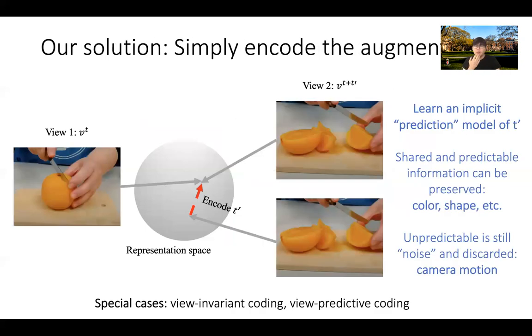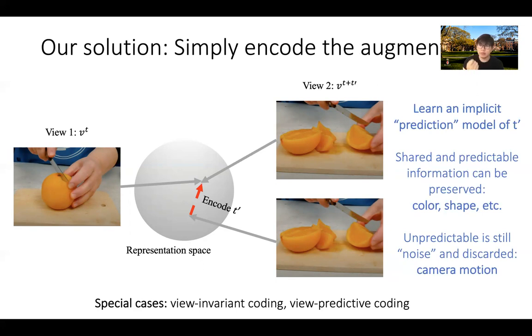So our solution is actually quite simple. We want our representation to be aware of the data augmentations. So we simply encode those data augmentations and provide them as input to the projection head of the contrastive learning framework. And our hope is that for those transformations that are useful and predictable, our training objective encourages the model to learn a representation of the second view, which is the sliced orange, differently from the first view, which is the whole orange.